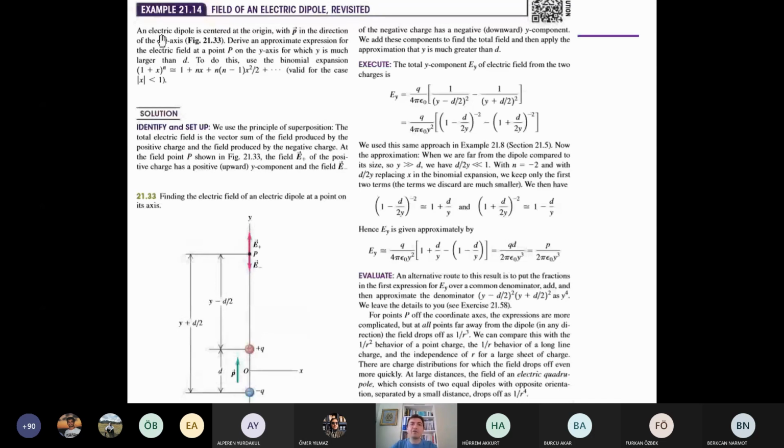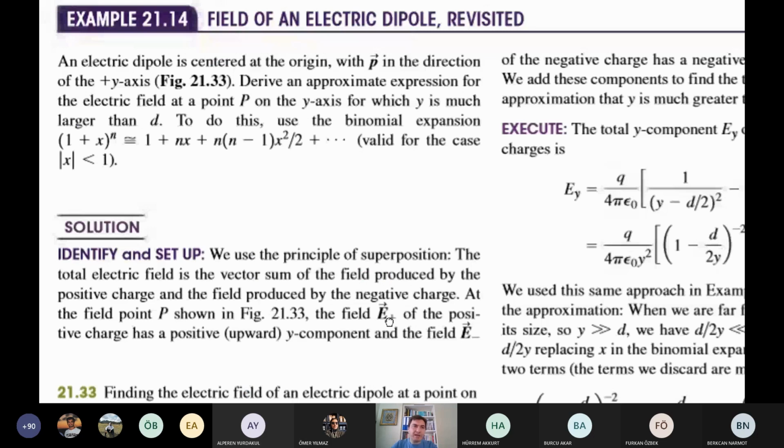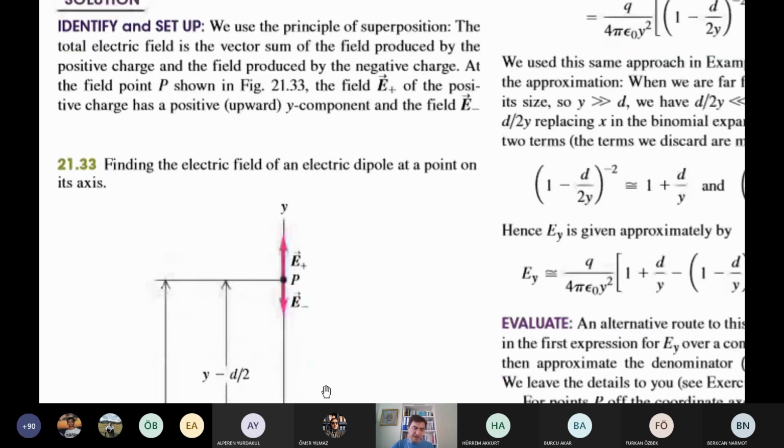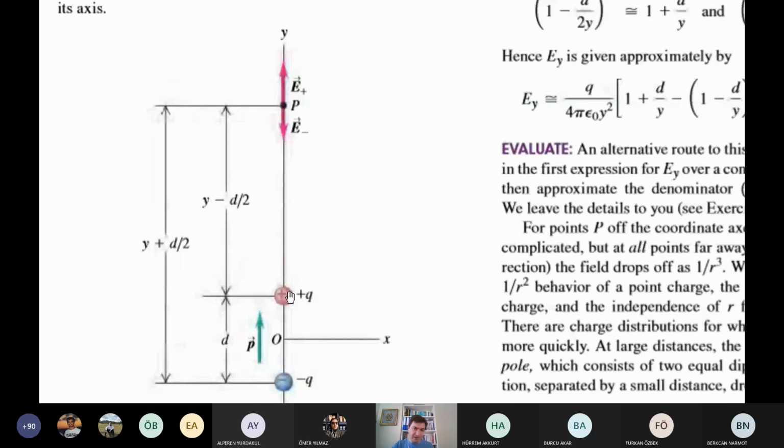So now, field of an electric dipole. An electric dipole is centered at the origin. Here we have an electric dipole. This is the positive charge, positive Q. Here we have negative Q. This is the origin. This is the x-axis. This is the y-axis. And the distance between two charges is given with d. Okay, here we have electric dipole.